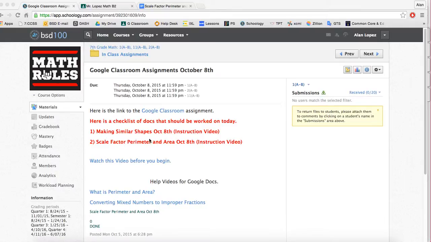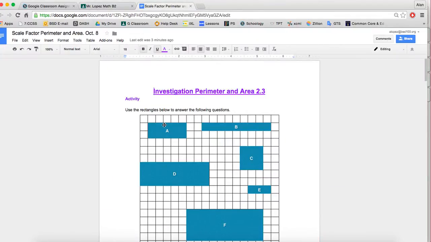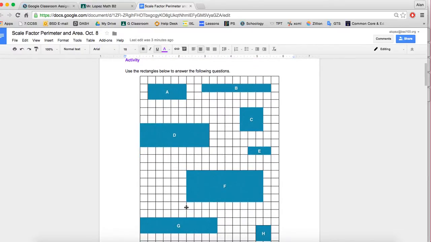which is scale factor, perimeter, and area for October 8th. Now, once you open up Google Classroom, you'll see that the first assignment is actually what I want you to complete right now. So again, scale factor, perimeter, and area for October 8th. And once you open up the document, it should look like this. Now, as you're going through this assignment, you're going to notice that you're going to be referring back to this first page again and again.